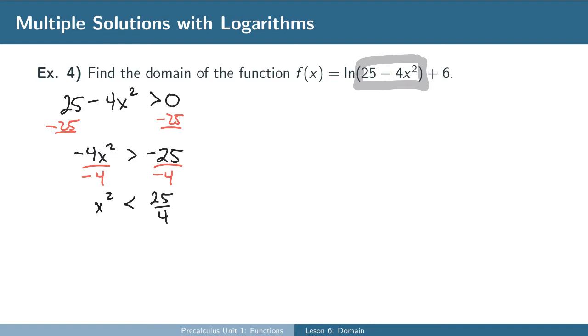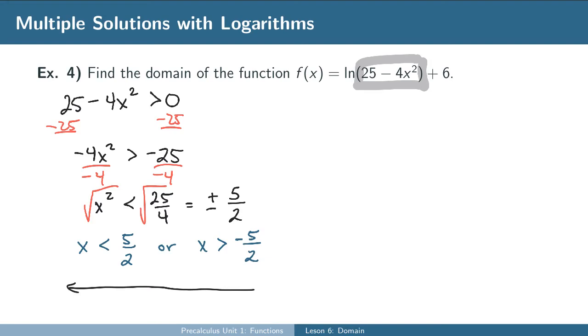Now, as it's x squared, I'm going to need to square root both sides. And again, because it is x squared, I will have two solutions, both a positive and negative 5 halves. I can just square root the 25 and square root the 4 to get 5 halves. So x is less than 5 halves is one of my answers, and then applying my inequality and negative flip, x is greater than negative 5 halves.